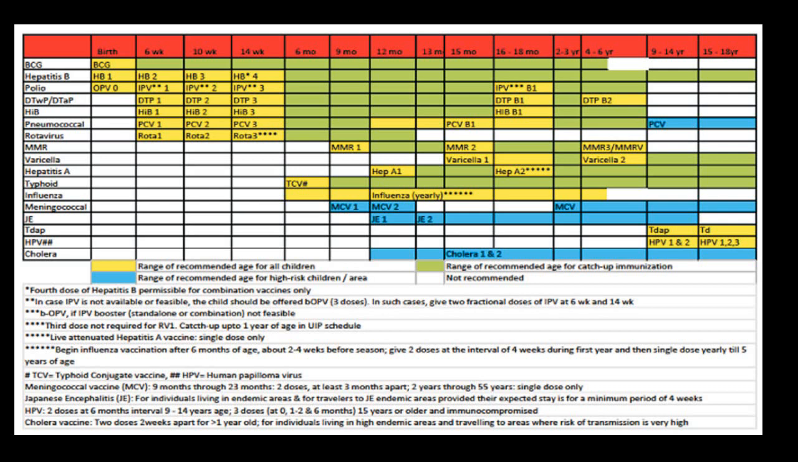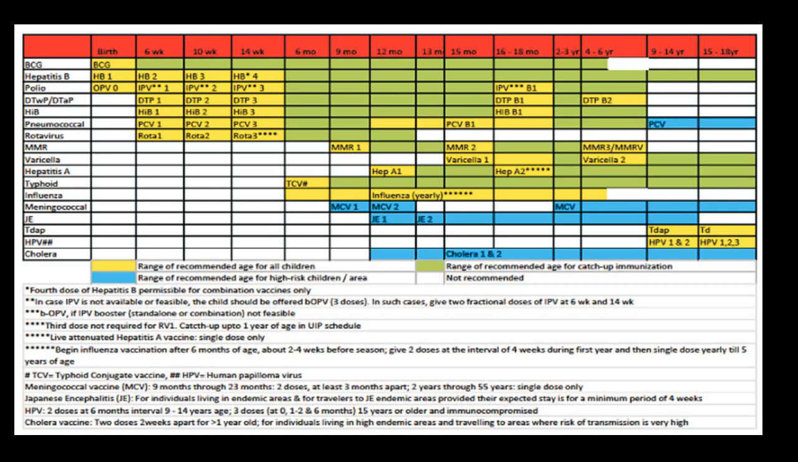So if you give the live one, this is a single dose, and if you give the killed one, you have to give a booster dose after 6 months. At 15 months we have the MMR again, that is for measles, mumps and rubella, and the varicella, which is for chickenpox. At 16 to 18 months, or rather 15 to 18 months, there is the DPT, IPV, the H influenza B, Hib and the pneumococcal.